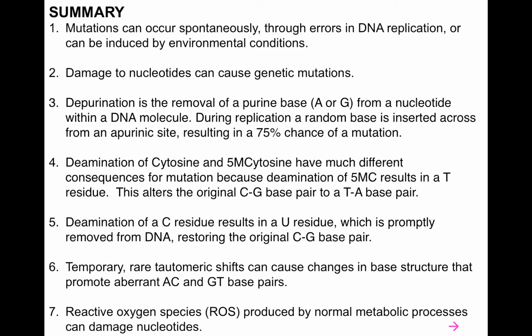Deamination of cytosine and 5-methylcytosine have much different consequences for mutation because the deamination of 5-methylcytosine results in a T residue. This alters the original CG base pair to a TA base pair. Deamination of a C residue results in a U residue, which is promptly removed from DNA, restoring the original CG base pair. So this does not usually cause a mutation.